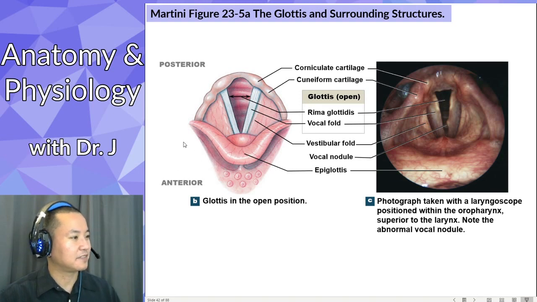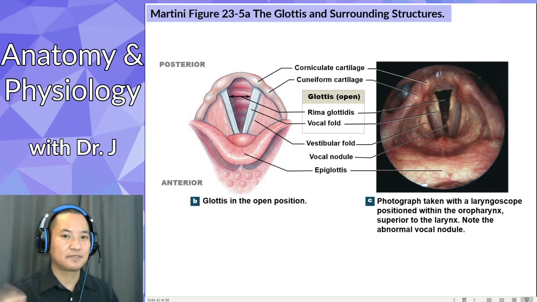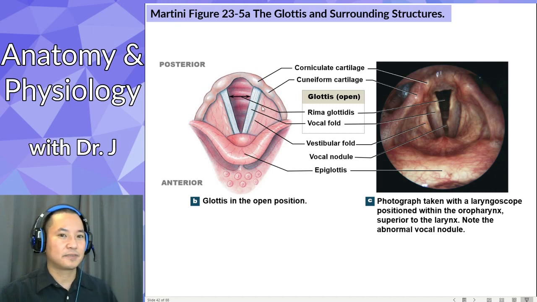Okay, so again, the glottis includes your vocal folds, and as air passes through this glottis, the vocal folds change the frequency of the air that's going through this passage. So this determines the pitch of our voice. Again, it's all due to the movement of air.